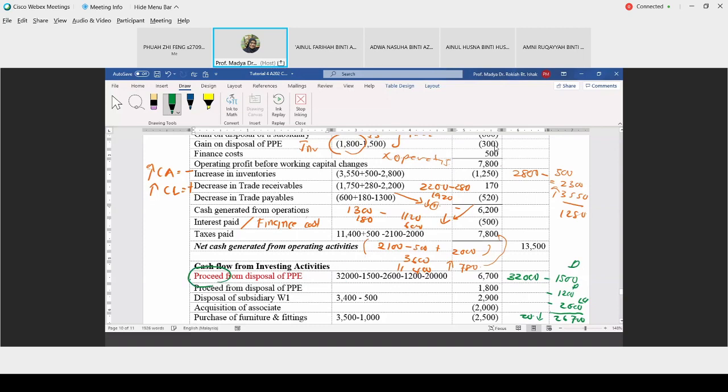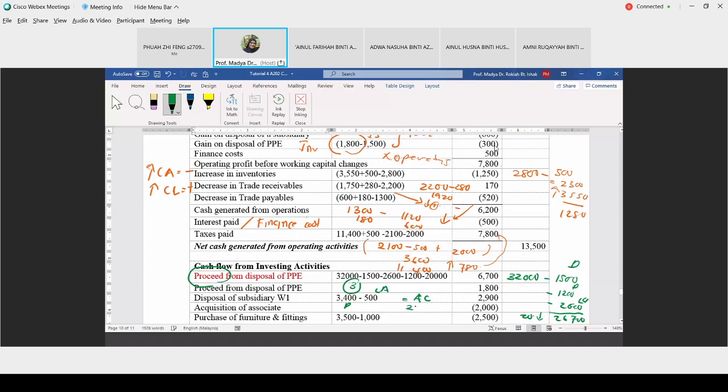And then you also have a proceed from the disposal of PPE. This one is related to item number 3. The cost here is 1.5, and the amount of cash that we receive here is 1.8. Then the disposal of subsidiary, you dispose at 3.4, and then need to minus the cash that you have available in LLB. So this is cash available, and this is the proceeds to find the aggregate cash, so 2.9.